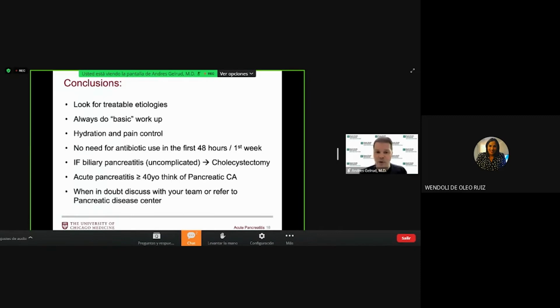Very, very important. Remember also acute pancreatitis in patients older than 40 years. Always keep pancreatic tumors in mind. So get a repeat CT and MRI with IV contrast a month later, just to make sure that everything is back to normal and there are no bad surprises like a small tumor. And again, when in doubt, talk to your pancreas team if you're lucky and you have one, or refer them to a pancreatic disease center, or feel free to contact me.